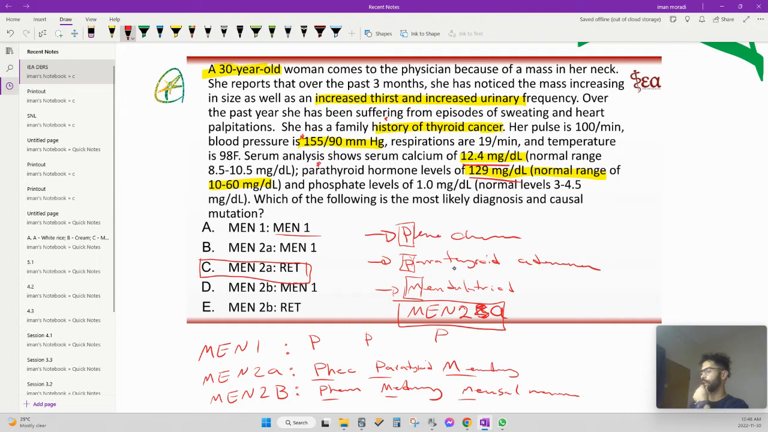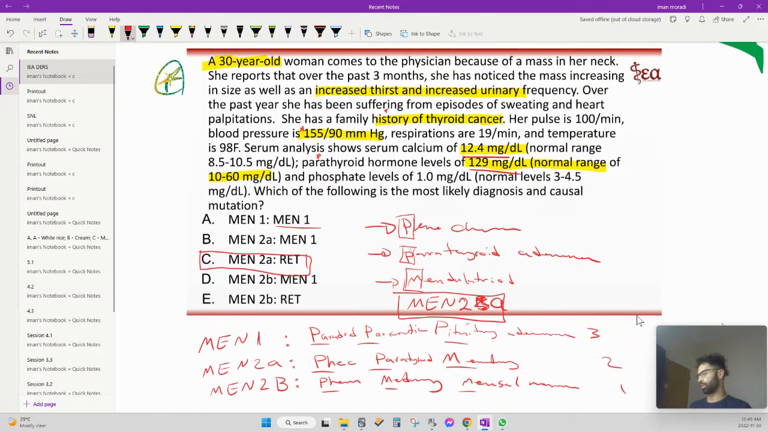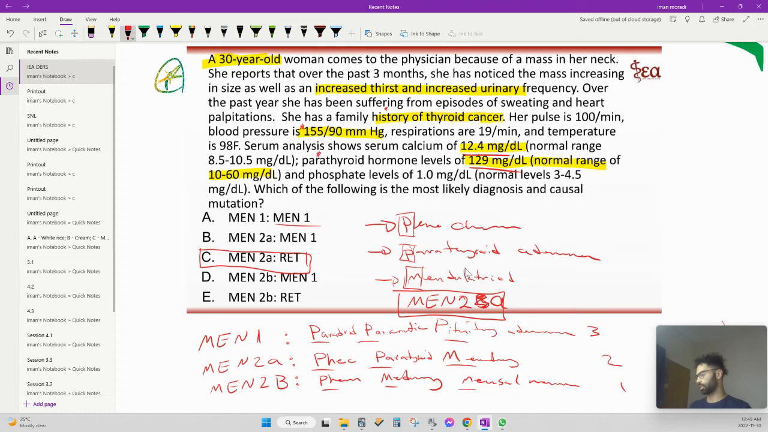For MEN 1, we have parathyroid adenoma, right? We have pancreatic tumor, and we have pituitary adenoma, right? So P, P, P. So the way you think of it is first one has three P's, second one has two P's, third one has one P, and then the ones that are not P's are M's, right? So have this down. There's gonna be many questions on this throughout the boards.